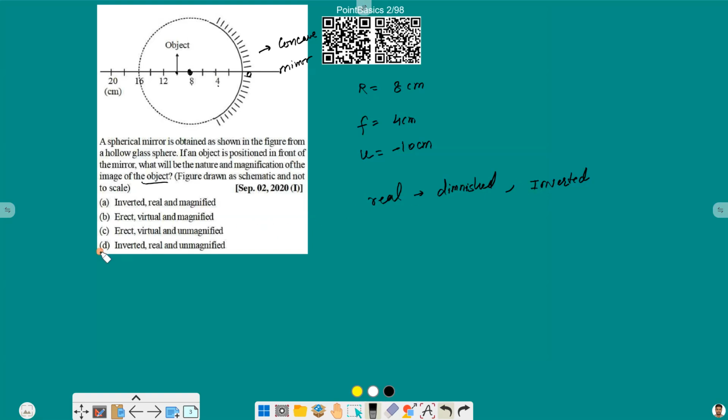So if we match, then option D, oh sorry, not option D, it is inverted, real and unmagnified. Inverted, real and magnified. So we will go with option A. So option A will be the right answer. Now let's move ahead.